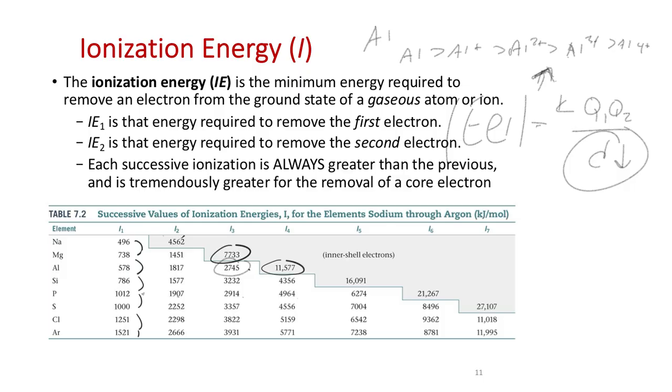Let me end with this. I2 is just the energy to remove the second electron. For aluminum, aluminum to aluminum plus is I1, that's the 578. Aluminum plus to aluminum 2 plus, another electron, that's I2. So it's not the total energy to remove both electrons, just the energy to remove the second electron. The energy to remove the third is even higher.